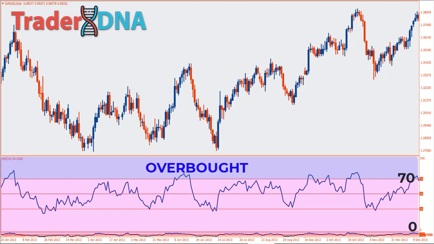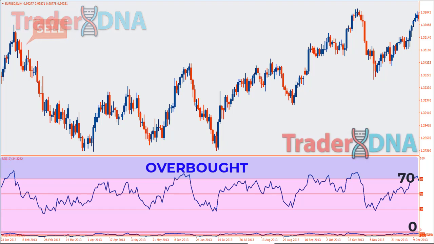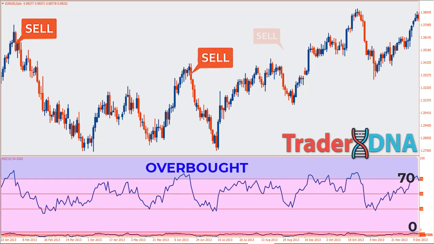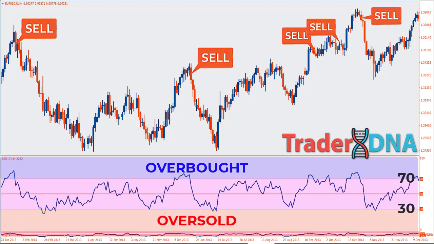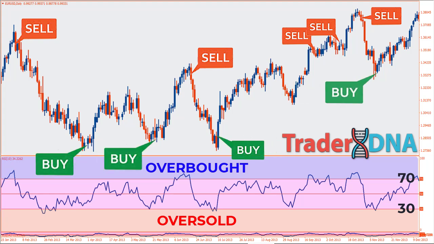In this case, traders refrain from taking long positions as the likelihood of price reversal is usually high. Similarly, whenever the RSI reading is below 30, it is interpreted as an oversold market condition. In this case, the likelihood of price reversing and starting to move higher is usually high, as the underlying asset is usually considered cheap.